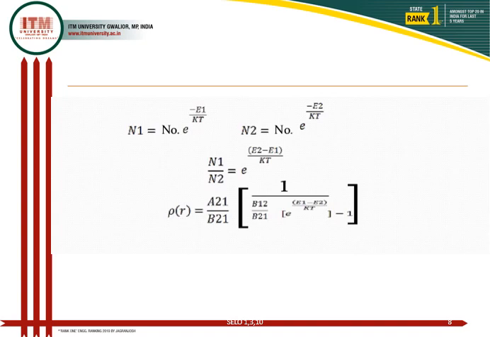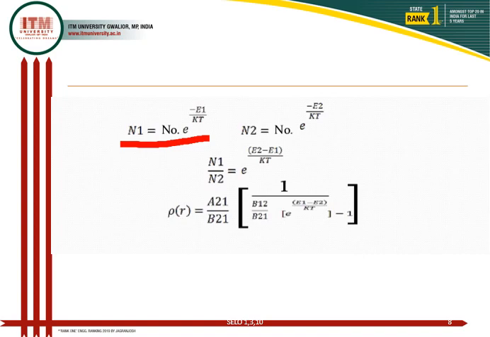In our equation, we have N1 by N2. To get the value of N1 by N2, we know from Boltzmann distribution, if N1 is the number of atoms at any state, then N1 can be written as N1 is equal to N0 e to the power minus E1 over kT, where N0 is the total number of atoms at that state and N1 is the number at any time t. So obviously N1 is less than N0.